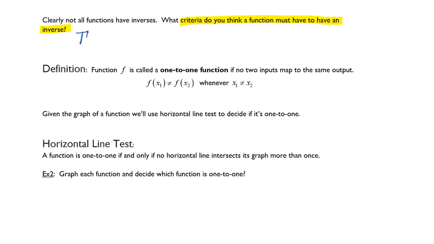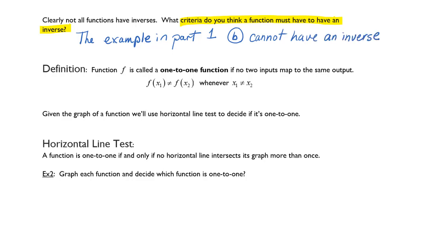The reality is that in example 1, or exercise 1 part B, you had this shape, a parabola, and there could be two outputs at the same height given different inputs. The definition that provides a function an inverse is here. Function f is called a one-to-one function if no two inputs map to the same output. So this example here that we already talked about is not invertible.